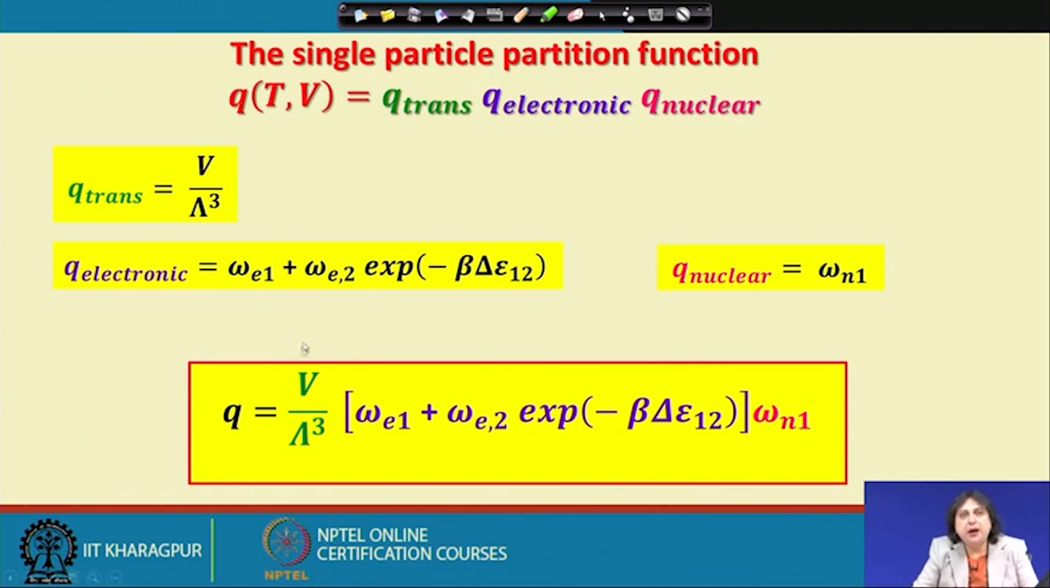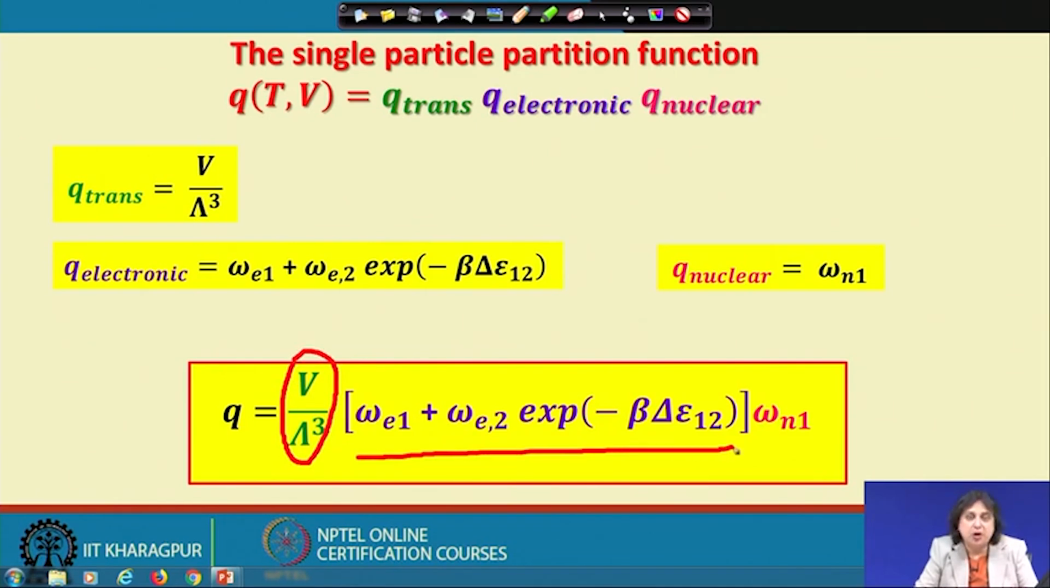So, the green part gives a contribution from the translational degrees of freedom. This is the part that corresponds to the translation. This part corresponds to the microscopic structure of the atom in terms of its electronic structure, and this term corresponds to the microscopic structure of the atoms in terms of the discrete energy levels of its nucleus as given by the solution of the Schrodinger equation.